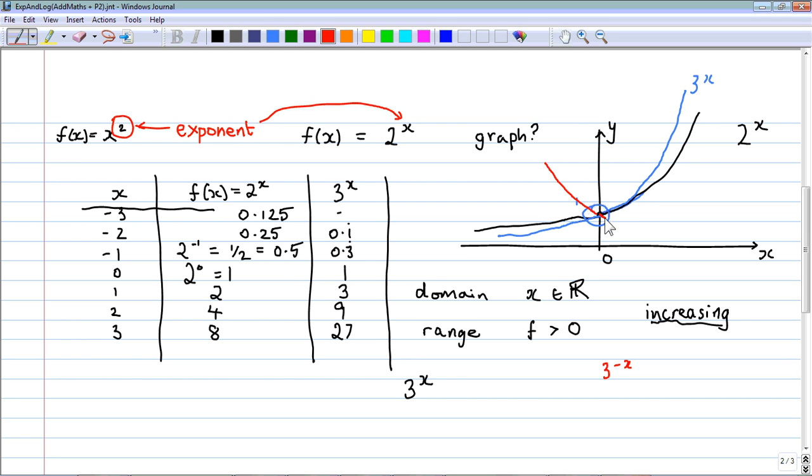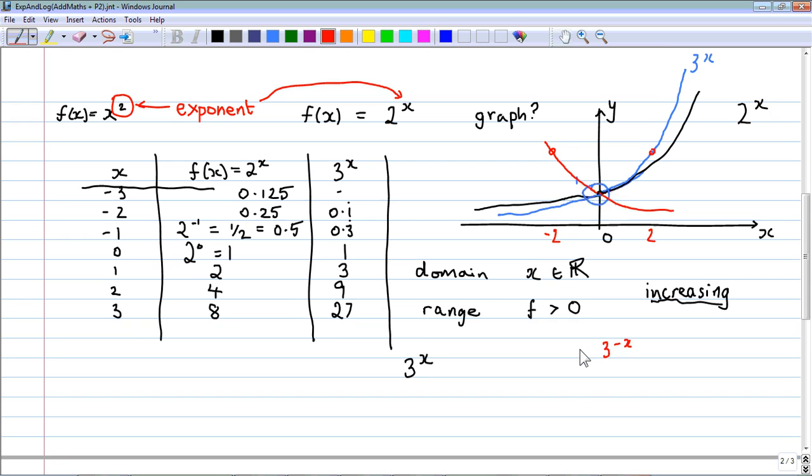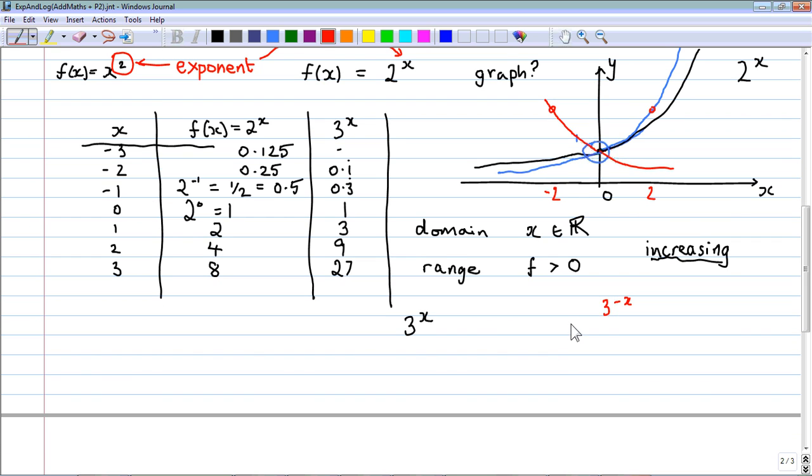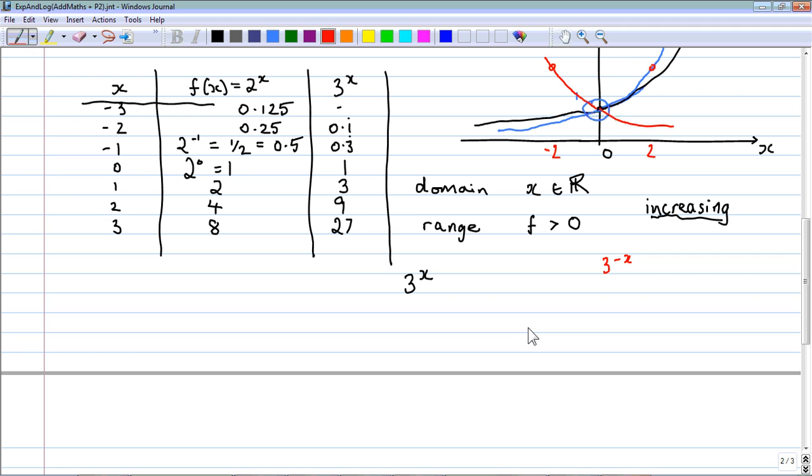I hope you can see why that is, because in this case we get the same value here, let's say that was maybe minus 2, as we get here on the blue curve for plus 2. So if I just mark that equivalent point here for 2, you're obviously getting the same answer because it's just minus x in the exponent there. So from this you can deduce the general shape of all these graphs.